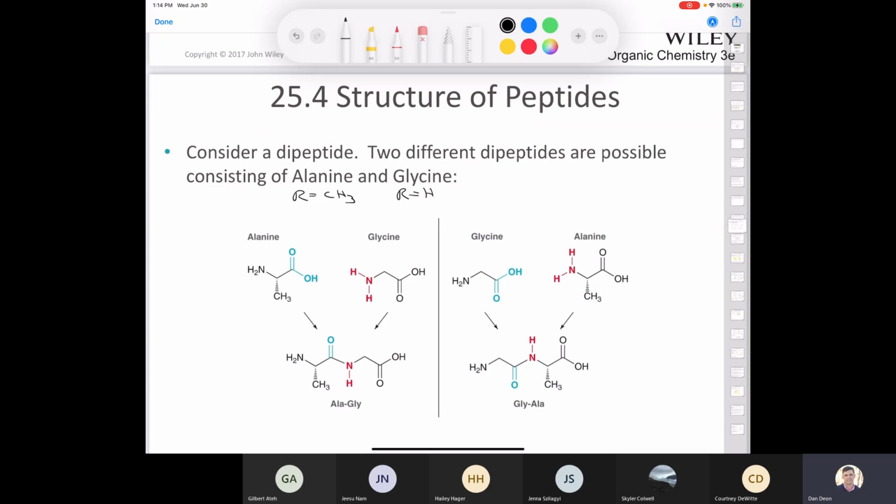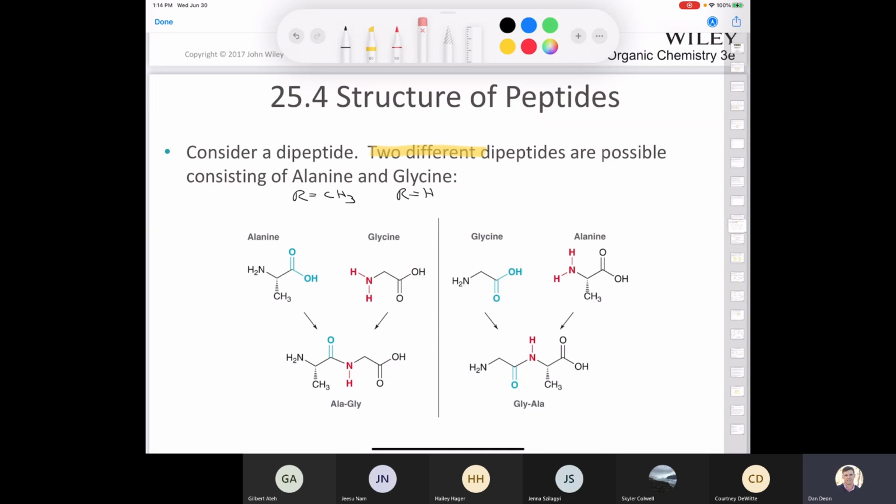But if we were to create a peptide bond, which is just an amide bond between alanine and glycine, you see that there are 2 ways that we could link them together. We could either react the carboxyl of alanine with the amine of glycine to make this molecule, or we could react the carboxyl of glycine with the amine of alanine to make this molecule. And these 2 molecules, these 2 dipeptides, are not identical. These are 2 different dipeptides.